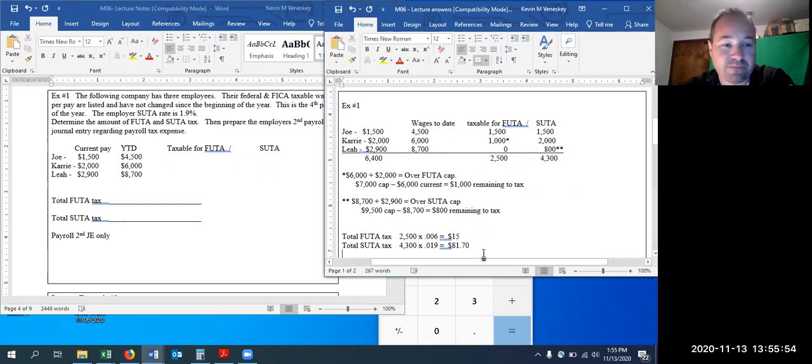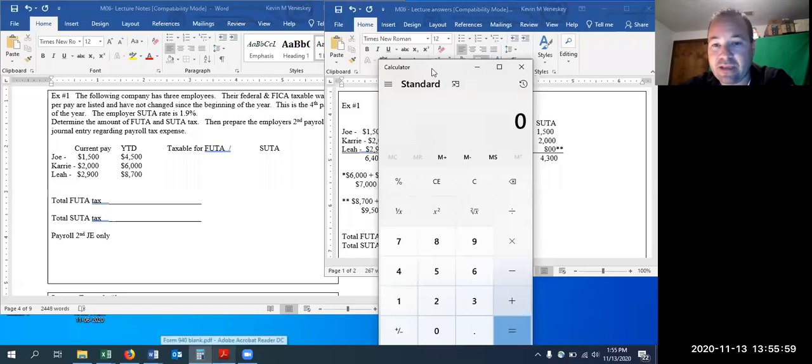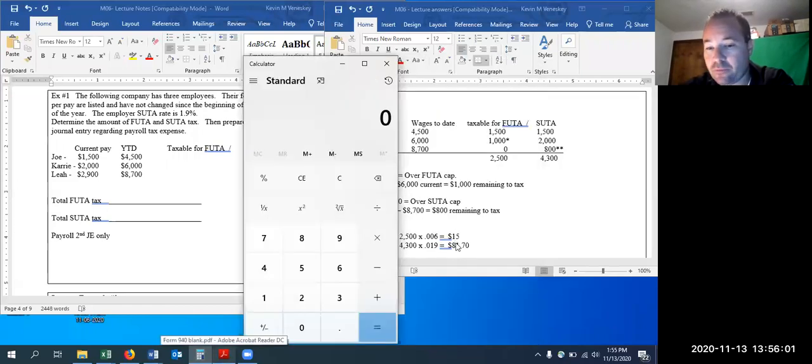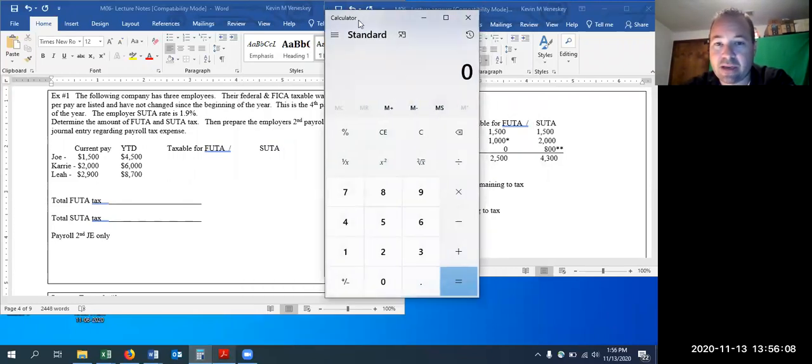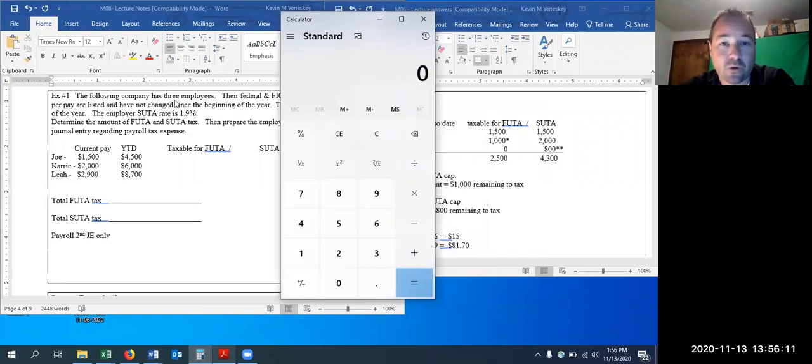Now we're ready for the payroll second journal entry only. I now have the SUTA and the FUTA taxes payable. Those are going to be part of the journal entry. The only thing left that I need to figure up is their Social Security and Medicare. They're nowhere near the Social Security cap of 137,000 yet this early in the year. So all I'm going to do is take the current pays, add them up to get my taxable wages. Remember, these are the taxable wages.